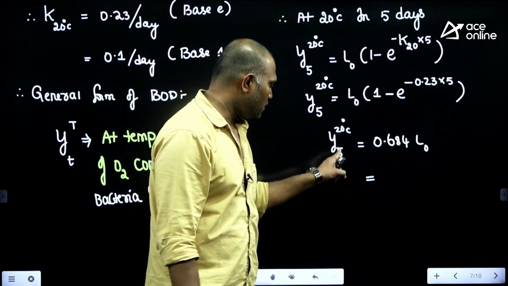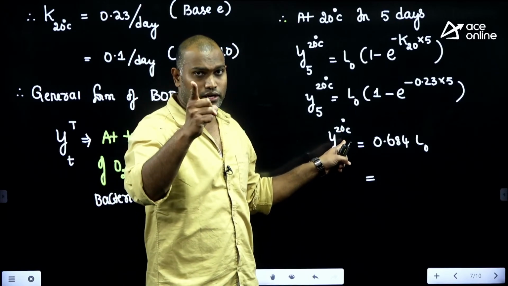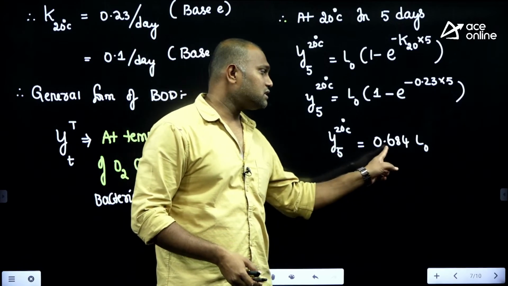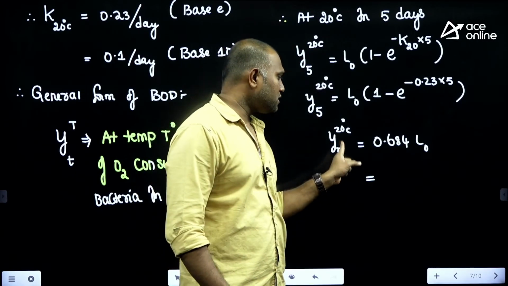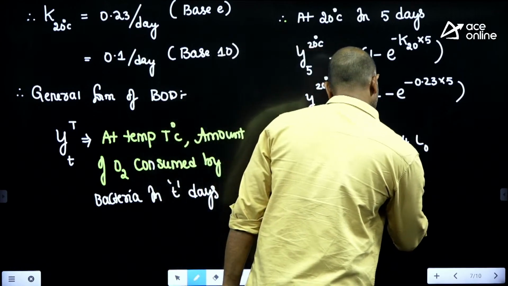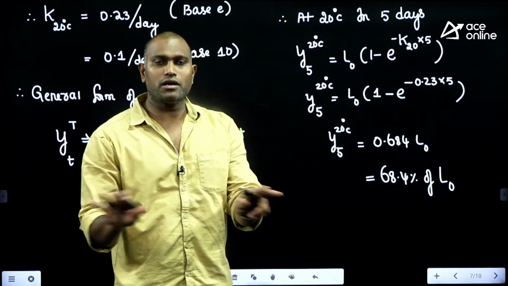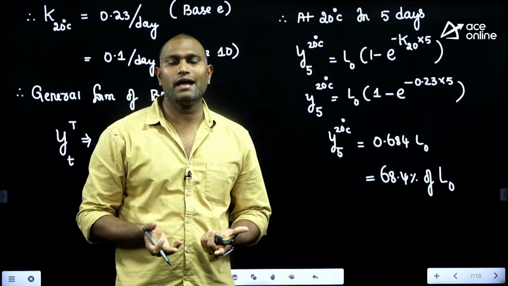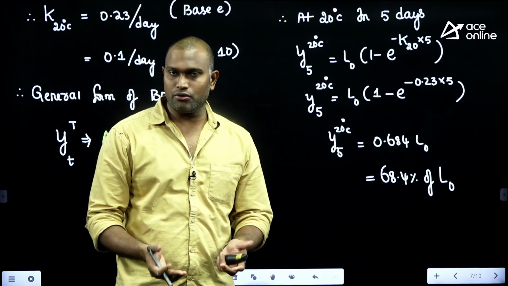What is the meaning of 0.684 L0? Go back to this term. At a temperature of 20 degrees centigrade, the amount of oxygen utilized by the microbes is 68.4% of the ultimate in 5 days. In 5 days at 20 degrees centigrade, how much oxygen is utilized? 68.4%. As the majority of the oxygen is utilized in just 5 days, we do the test in the laboratory as a 5-day BOD test. And how to find out the 5-day BOD, you know it very well.